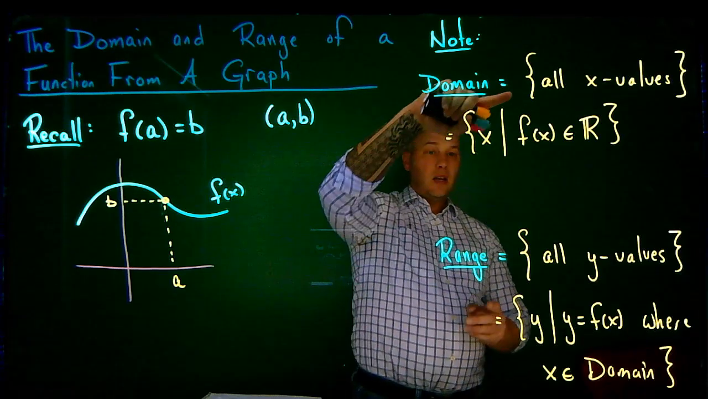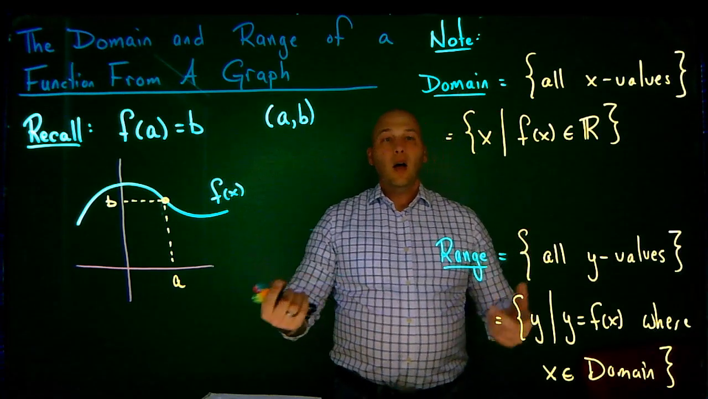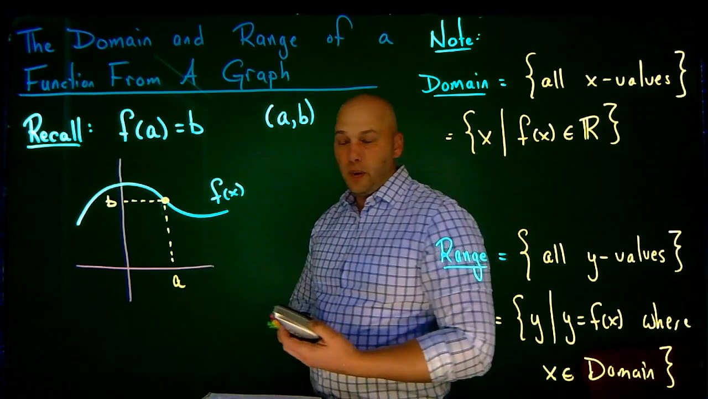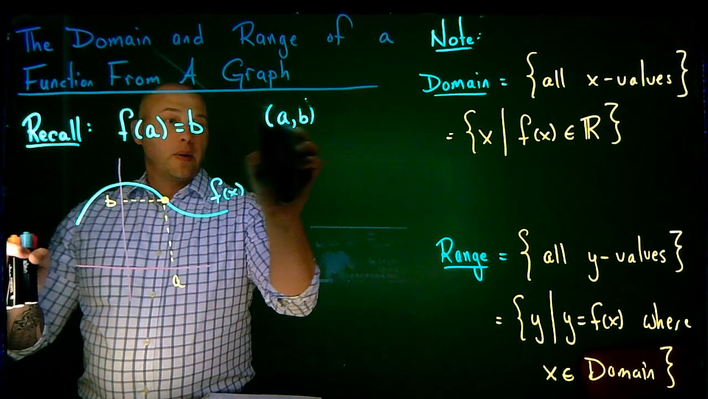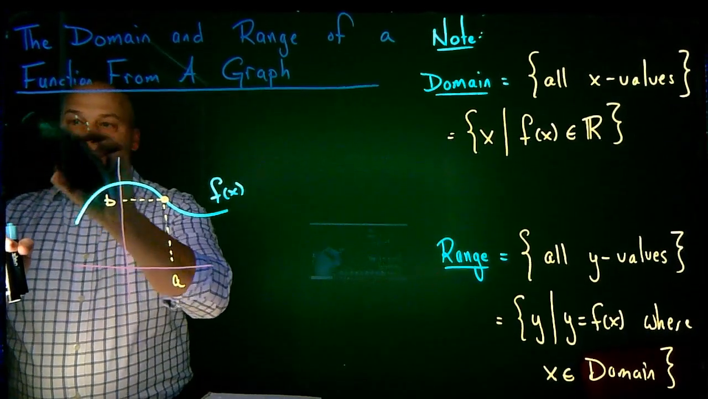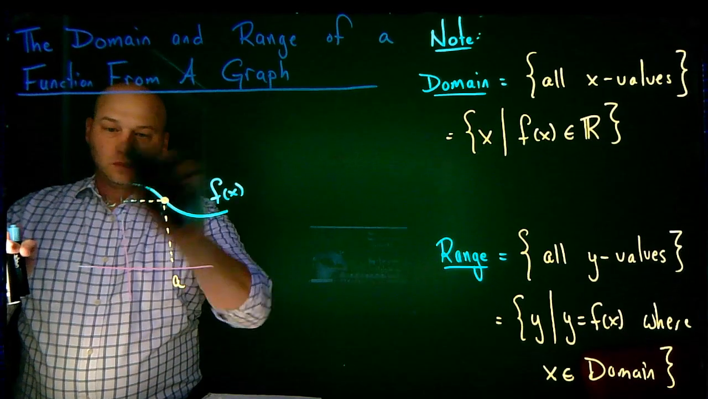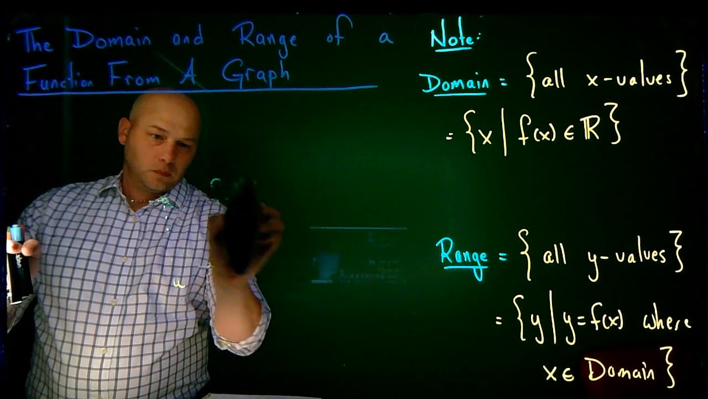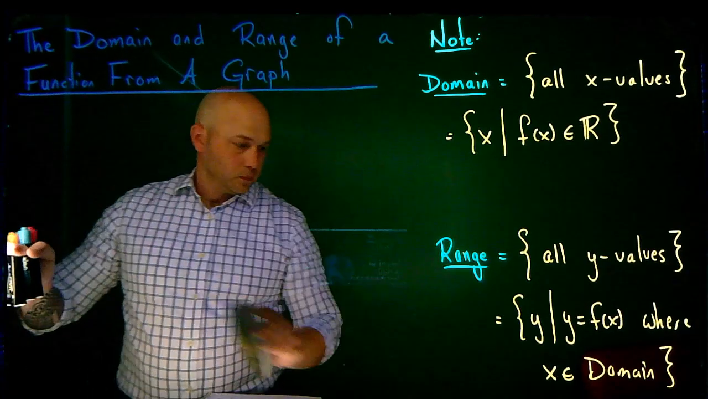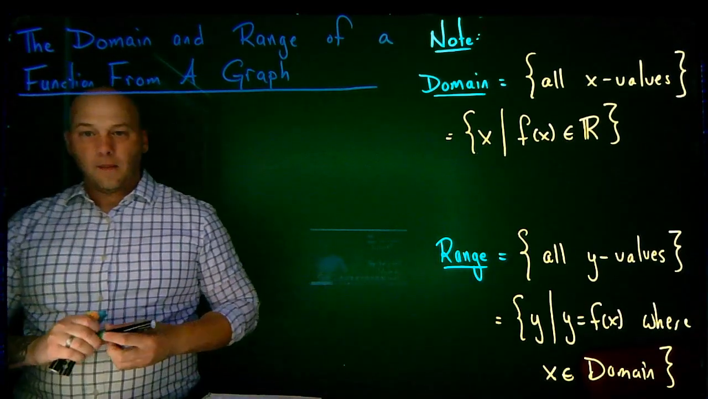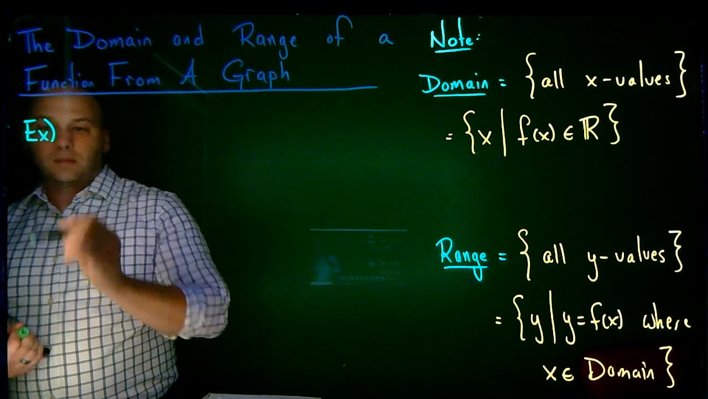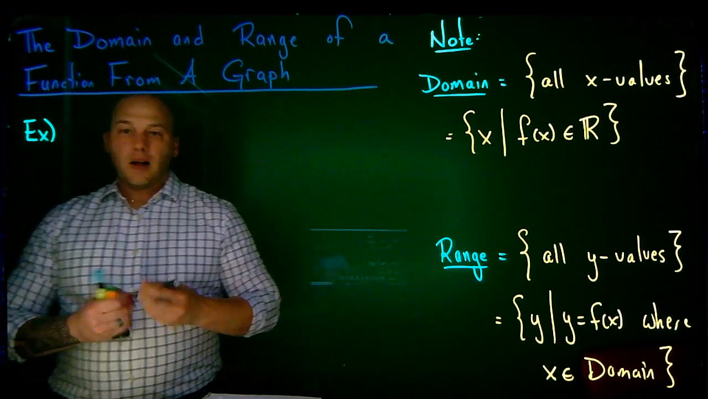So now we have an informal and a formal version of the concept of domain and range. Now let's take a look at some specific examples and find the corresponding domain and range of those functions. For example, let's say I have the following graph.